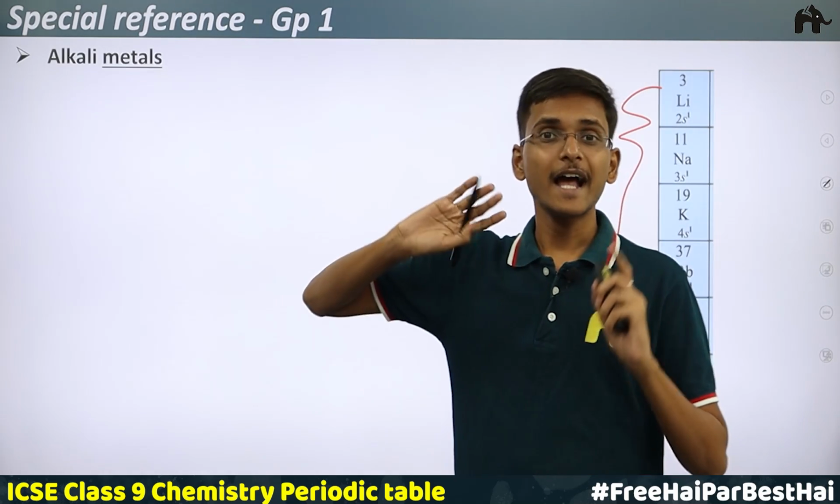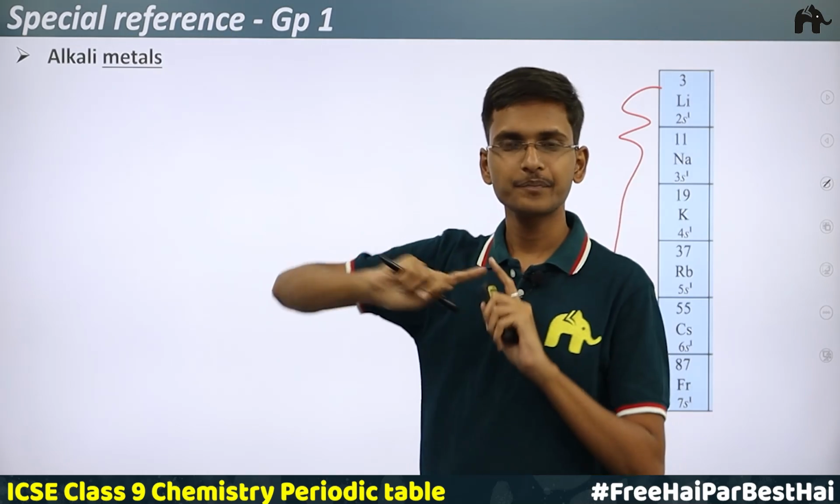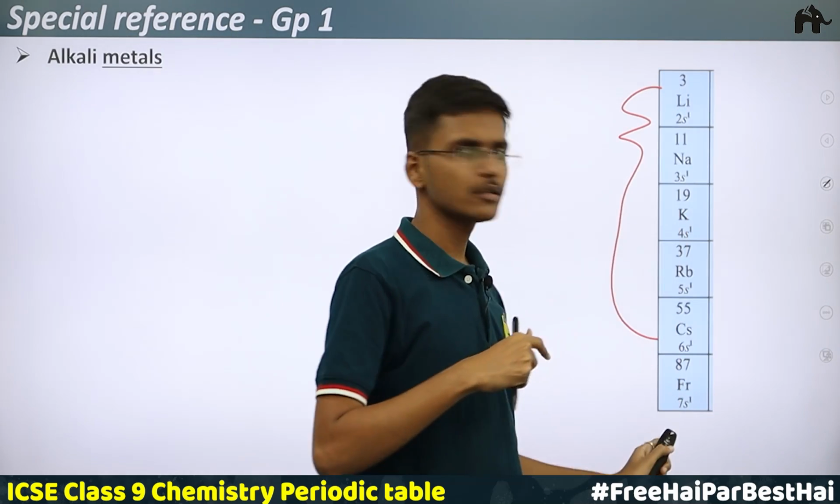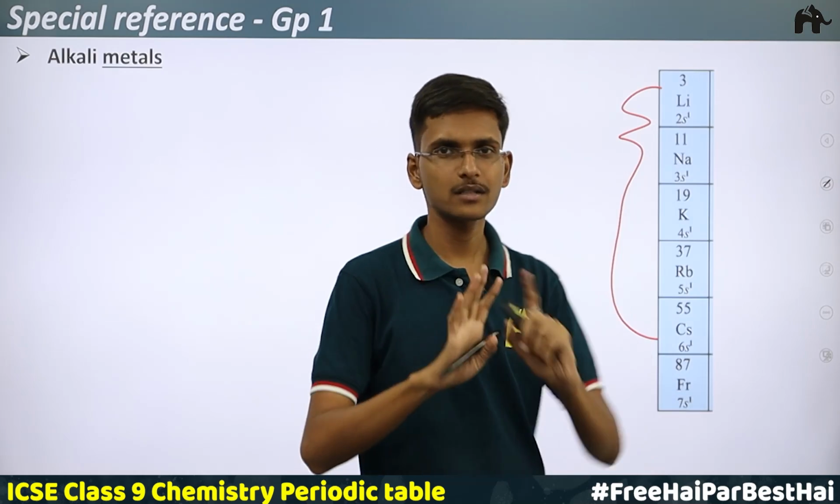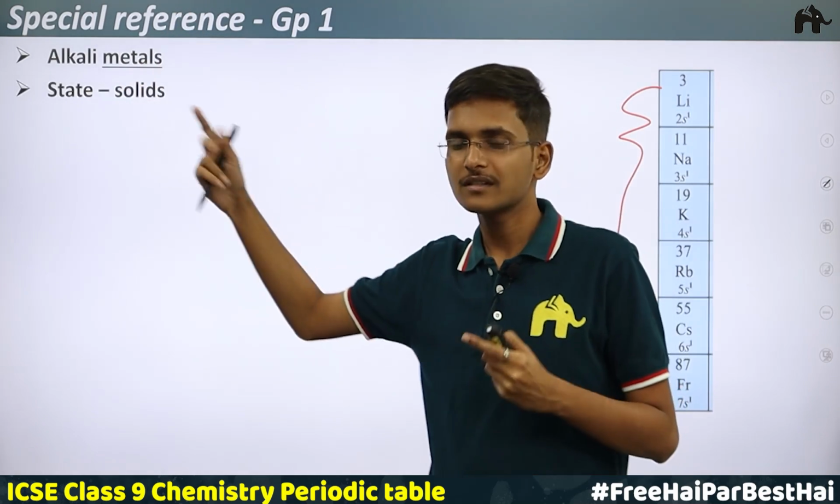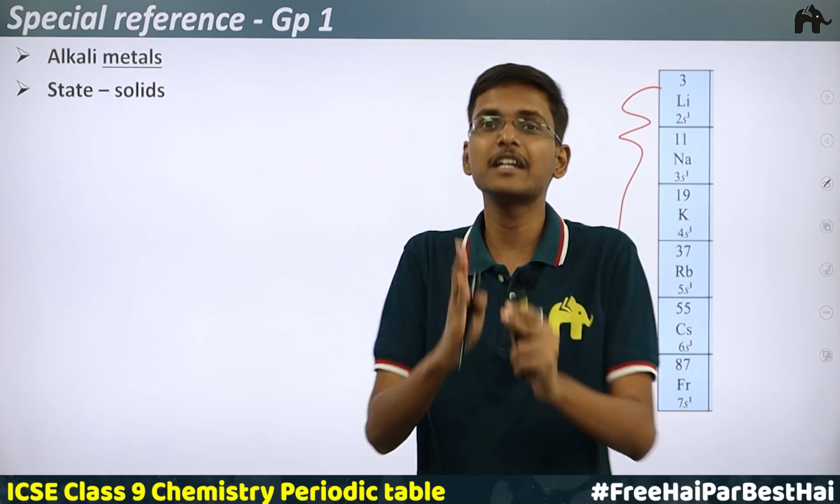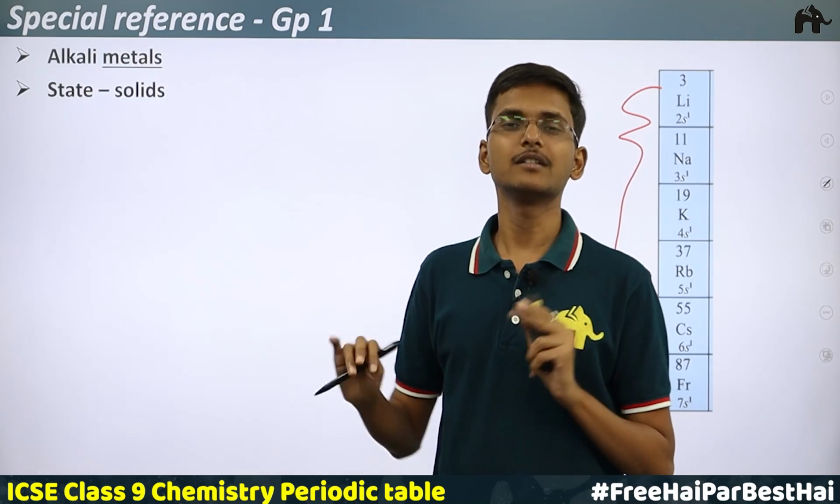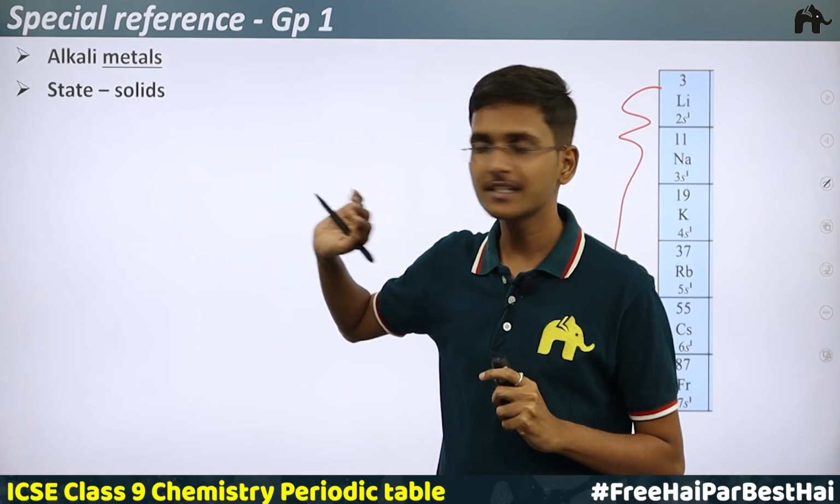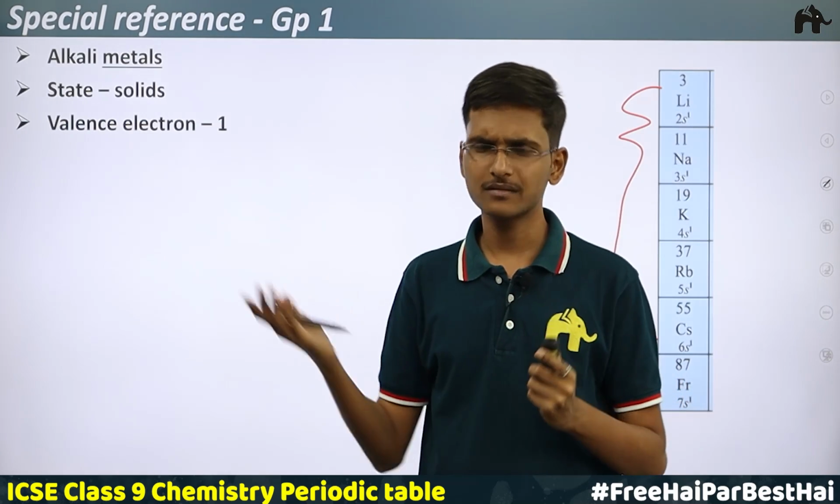They are called alkali metals. Group 1 elements are simply called alkali metals, so you can call these elements group 1 elements or alkali metals. Clear? Since their name itself suggests metals, they are exactly metals. They all exist in the solid state. Valence electrons: they have 1 electron in their outermost shell.